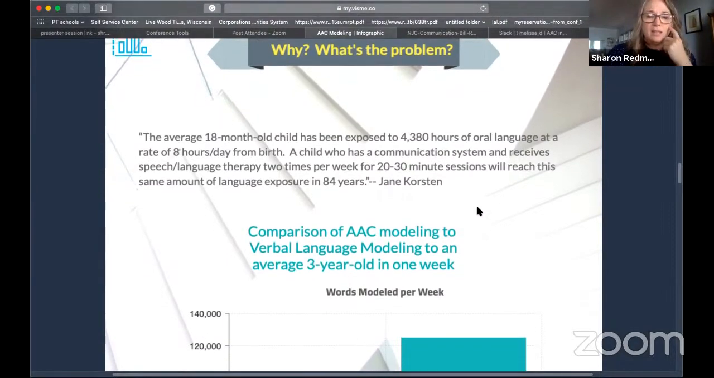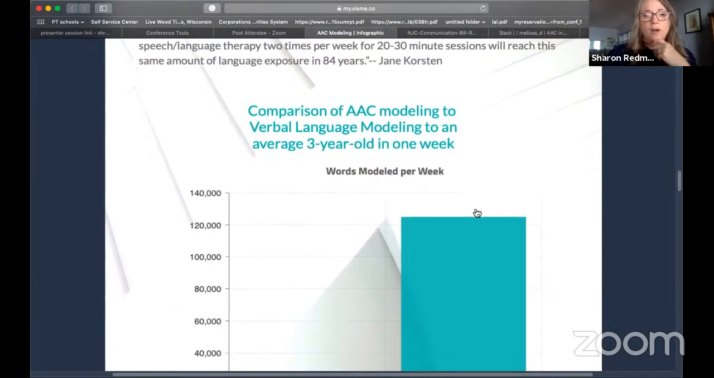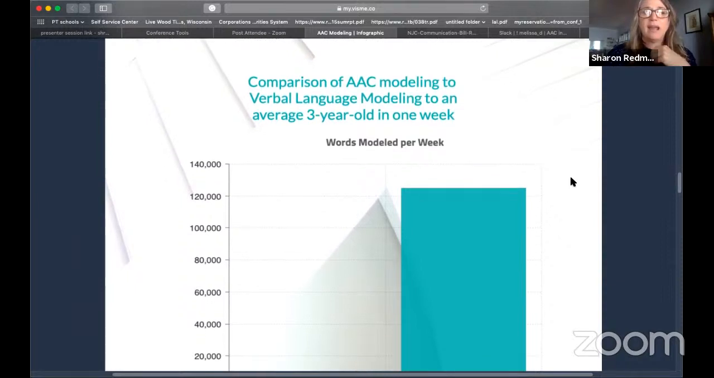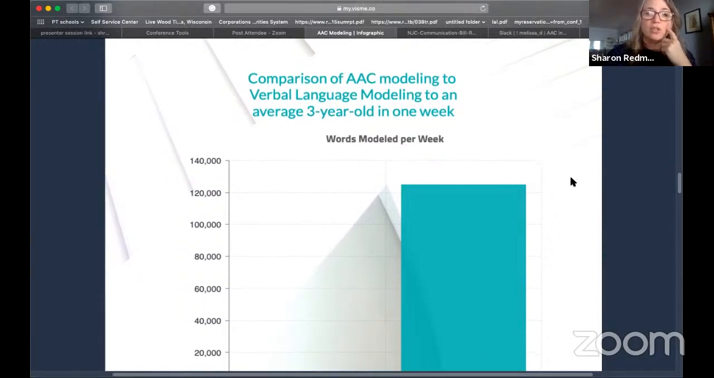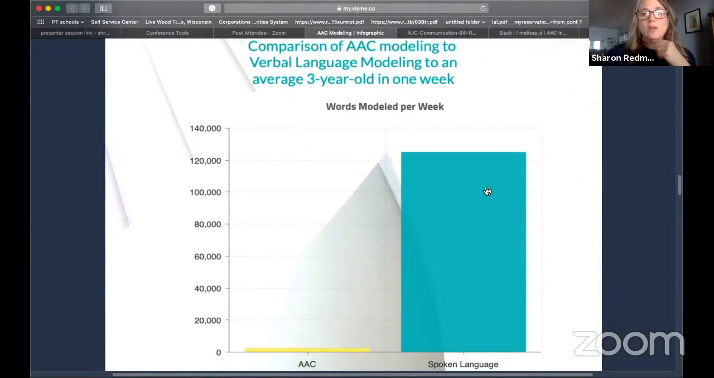So we also look at this. I love this chart. It came from a research study comparing AAC modeling to verbal language of an average 3-year-old within just 1 week. And here we know we have over 100,000 words that are modeled in the spoken language, where in AAC, and this is with some pretty robust pieces in place for modeling throughout the day, we're at 2,400. So we know that there's a huge gap, and we need to close this gap in modeling language for individuals.